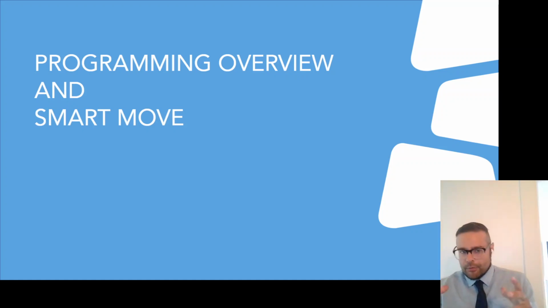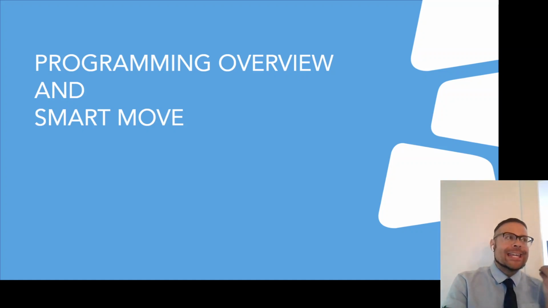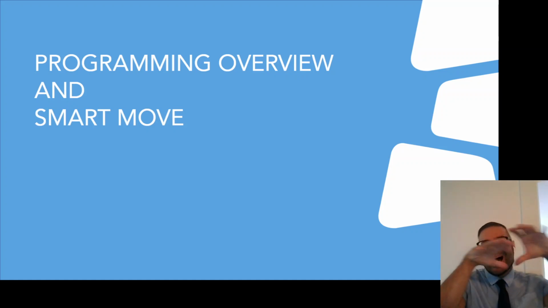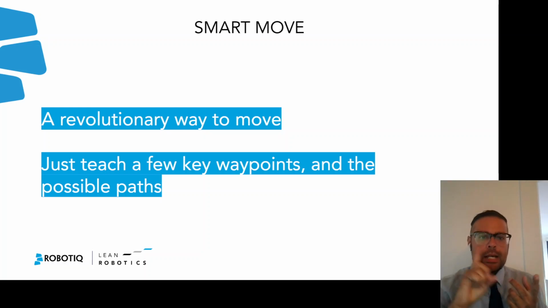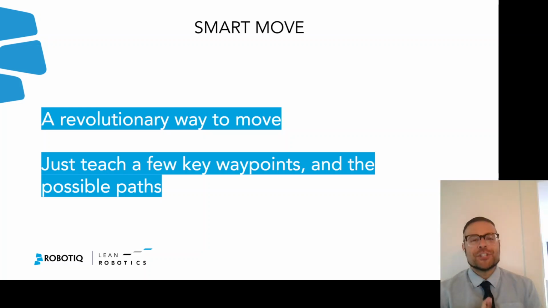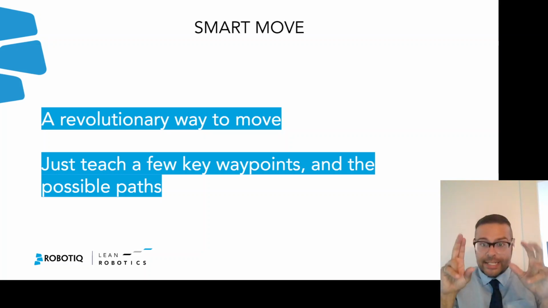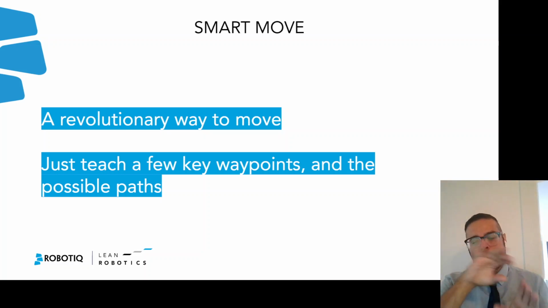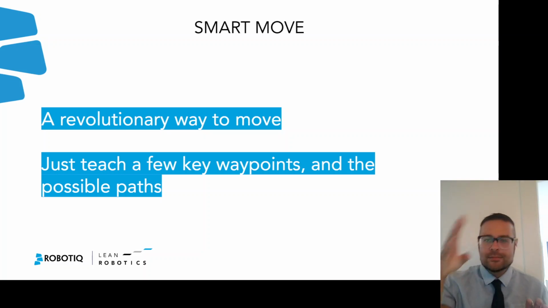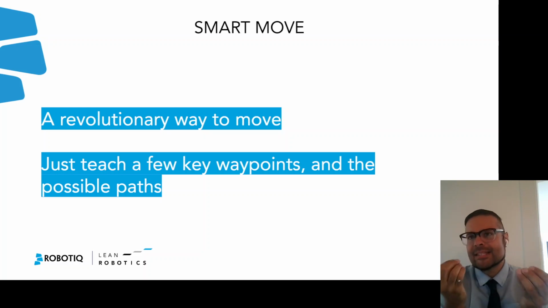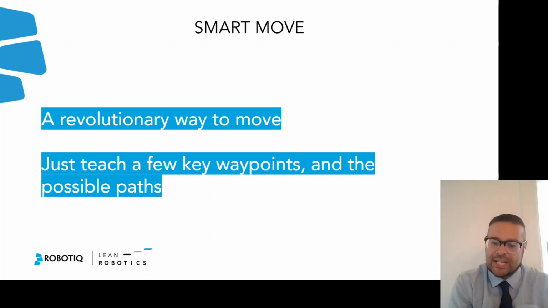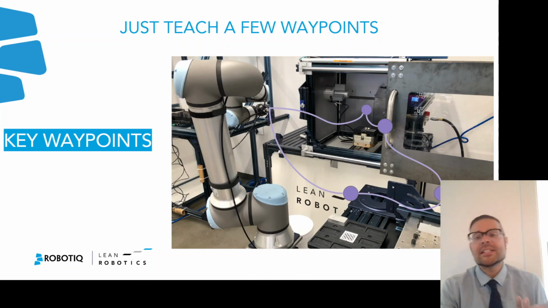So just as an overview, we have a high level programming node called Smart Move. It's a very revolutionary way to move the robot where you just need to teach a few key waypoints and then the possible paths between those points. And then the robot will take over and generate smart moves and the best, most efficient moves out of that. So how does it work?